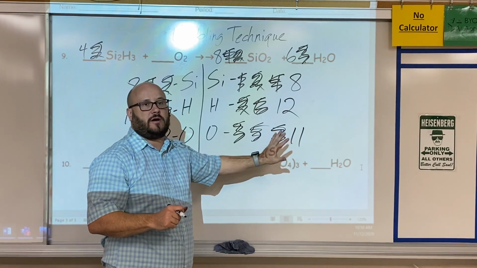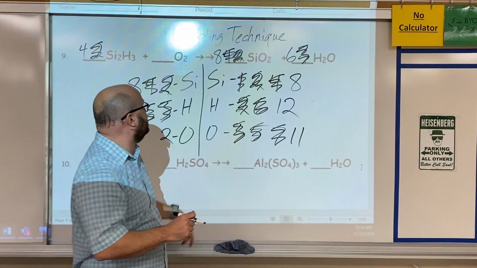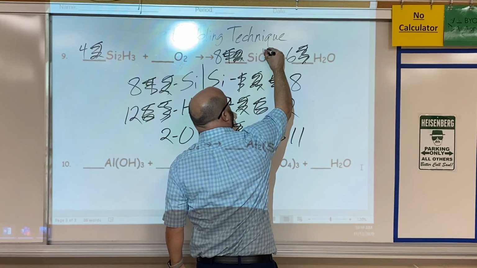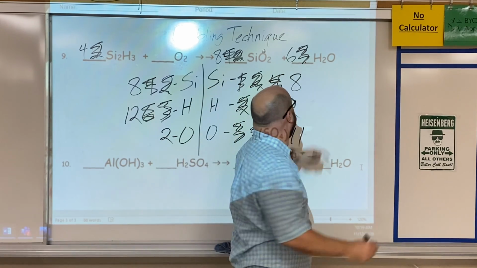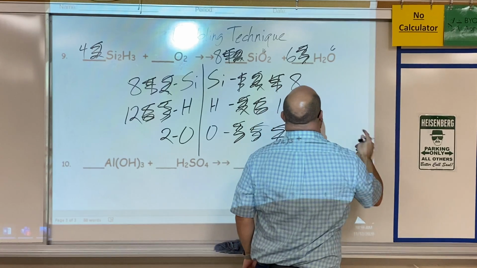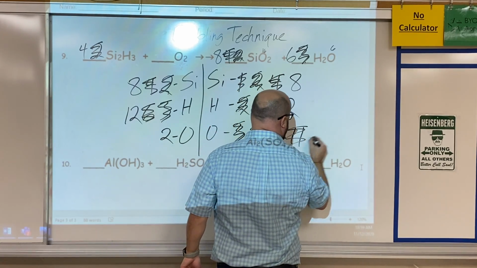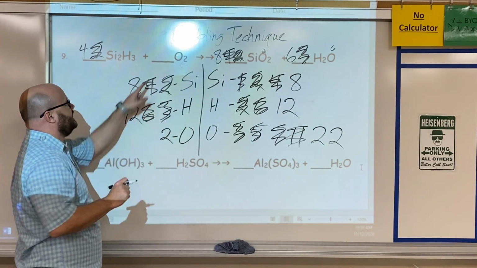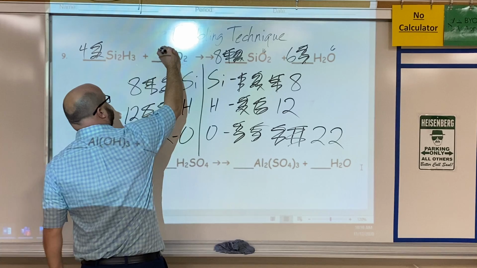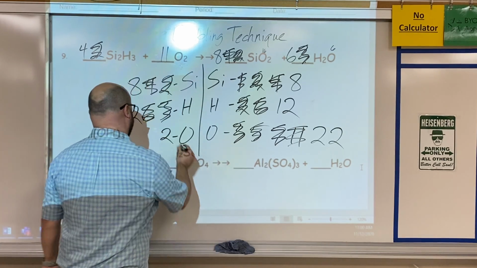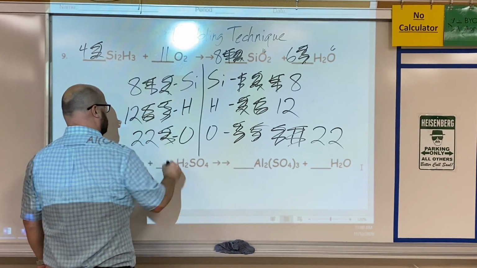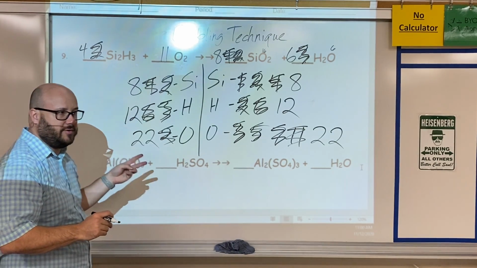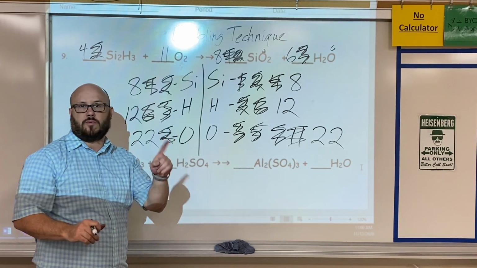Now we got to calculate our total oxygen for the product side. 8 times 2 is 16. 6 times 1 is 6. 6 plus 16 is 22. Now we can make this diatomic come out to 22 by just putting an 11 there. That's why it's called the doubling technique. You have to double everything. Let's do one more.